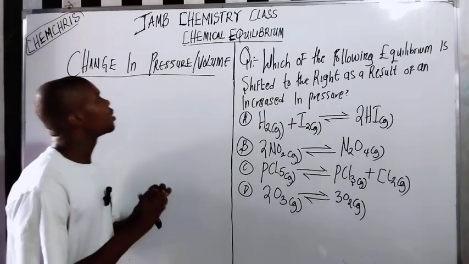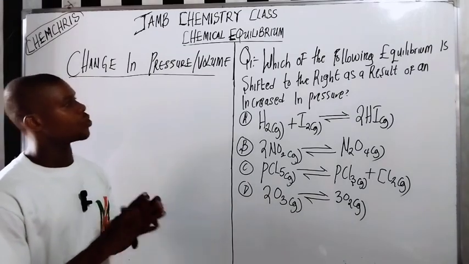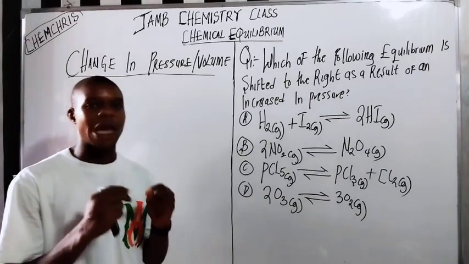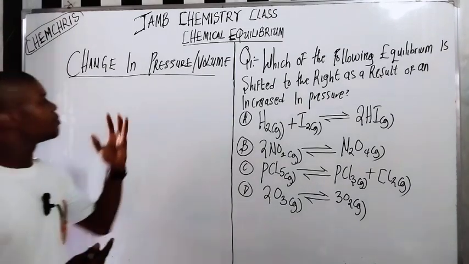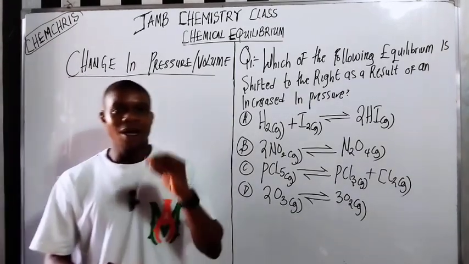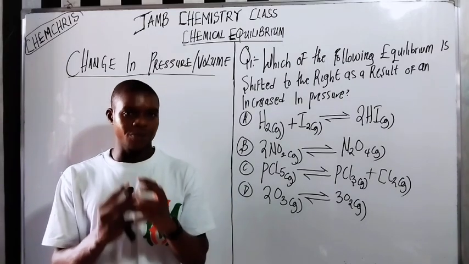Now we are still on our JAMB chemistry class. Our focus is going to be chemical equilibrium. On that chemical equilibrium, our main point of focus is going to be change in pressure and volume. How does change in pressure and volume affect the equilibrium position?